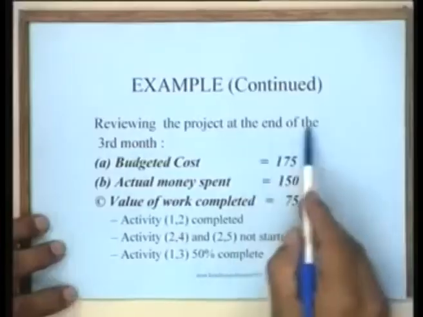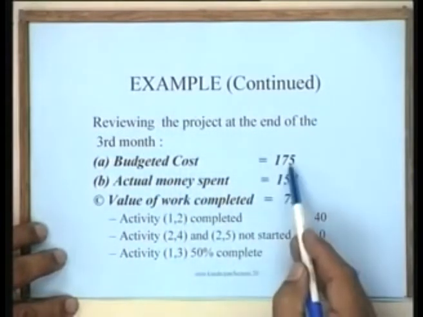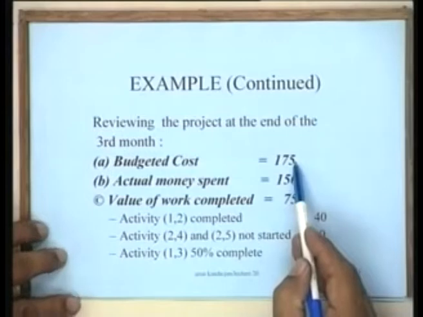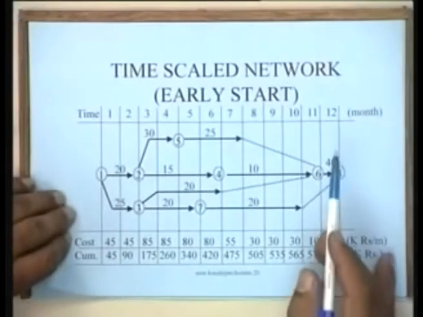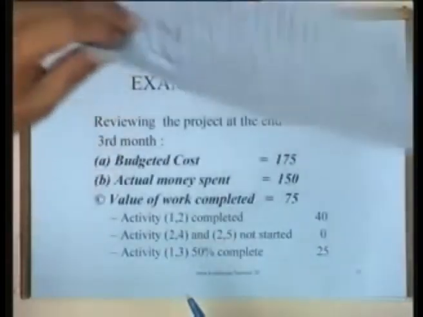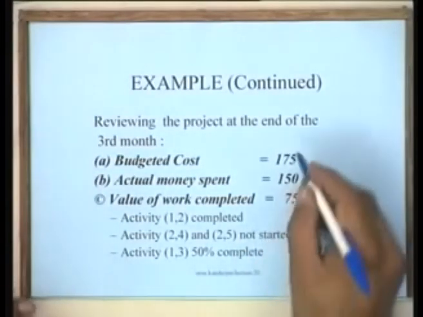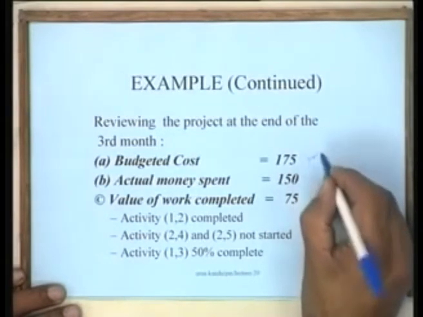So, reviewing the project at the end of the third month, we find that the budgeted cost should be 175. This comes directly from the plan. If you look at the plan, at the end of the third month, we should have spent 175,000. So, curve A gives us point A, which is 175. This is a figure that we have picked up directly from the plan.